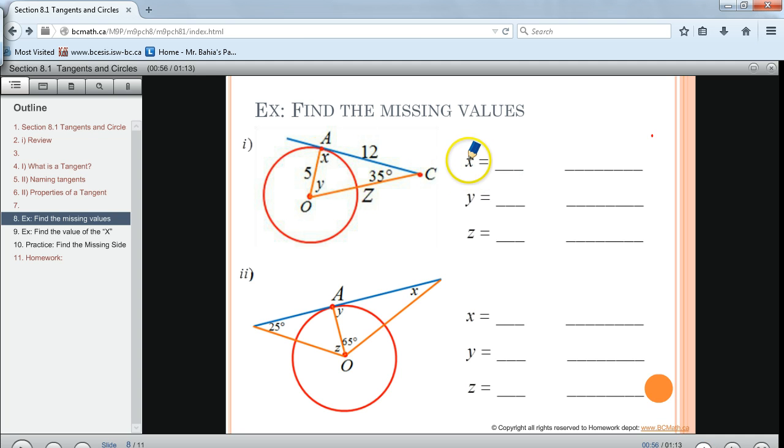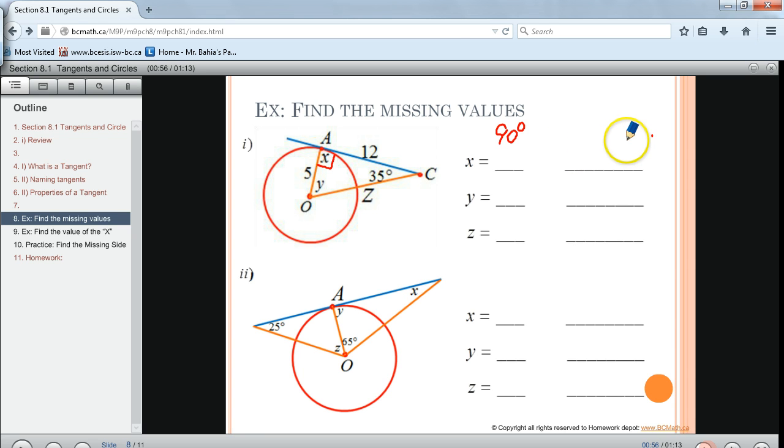Well, what do you know about X? Well, what I know first is that's a tangent line, and that's a radius. And what do we know about radius and tangent lines? They always are perpendicular to each other, which means that this, and more importantly that, is 90 degrees. So I'm not going to write in the box because they will give you the answer. X has to be 90 degrees.